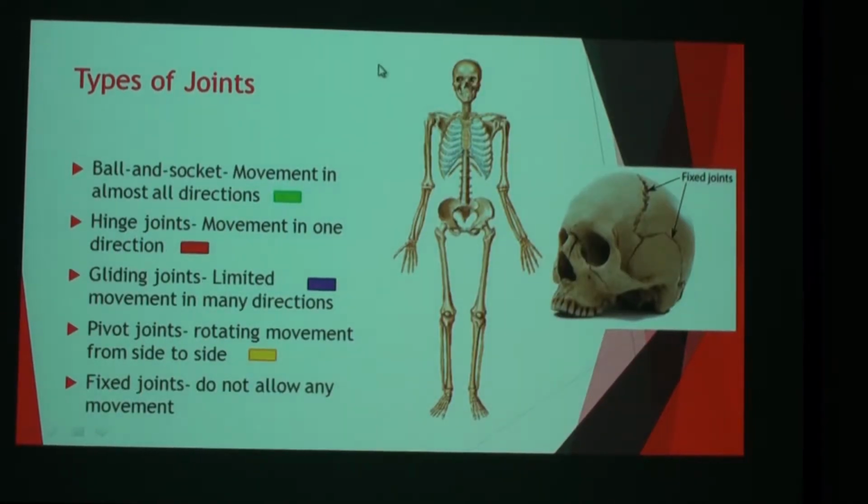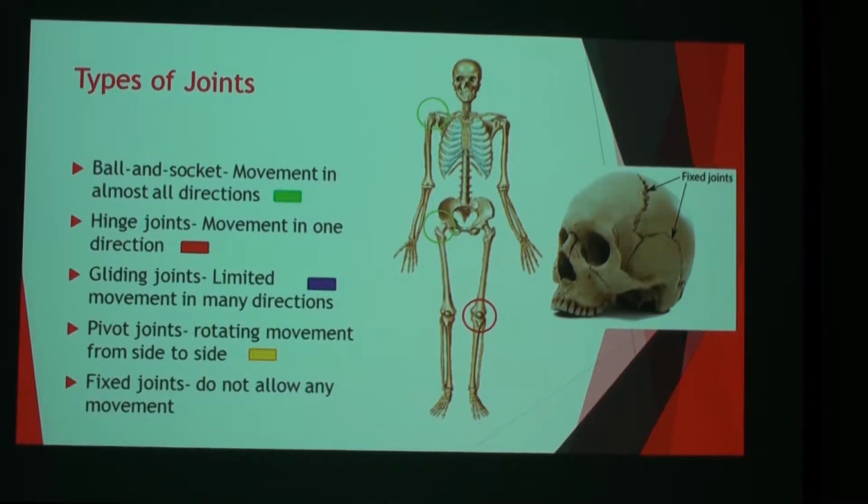Now we're going to turn to the types of joints. We have 5 types of joints in the human body. One of them is the ball and socket joint. The ball and socket joint allows movement in almost all directions. Some examples would be the hip joint and the shoulder. If, for example, you take your arm and rotate it in circles, you can tell how much movement the ball and socket joint allows.